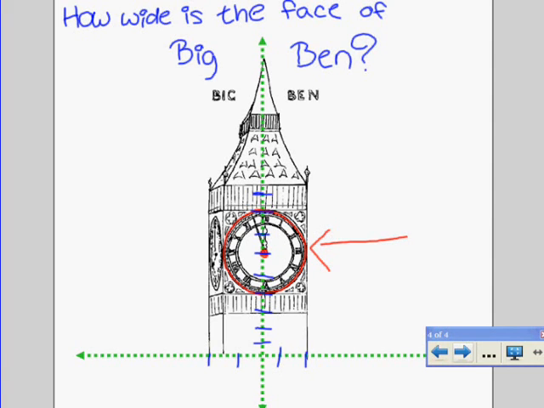Therefore, my h value is 0, and my k value is 6. Also, if I count the radius of the circle on the face of the clock, it is 2 units long, so I can have an r value equal to 2.